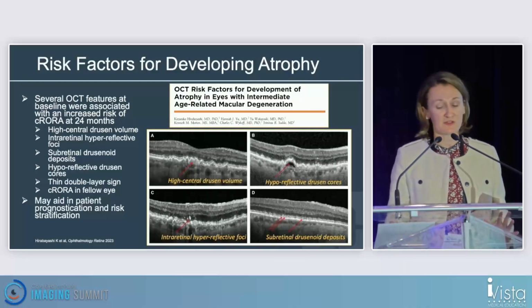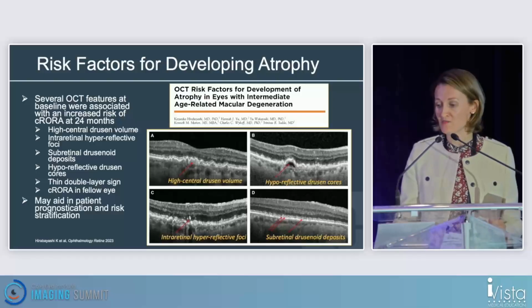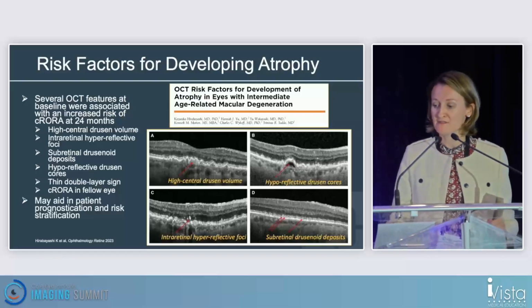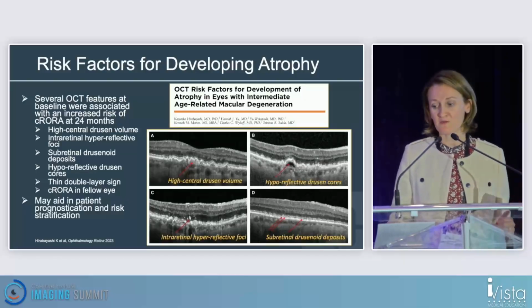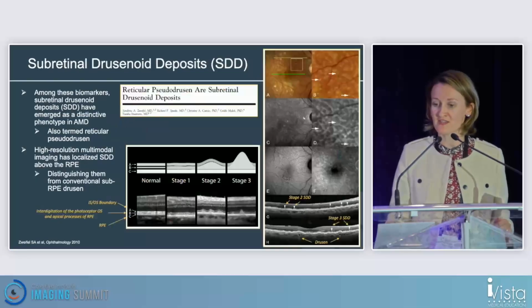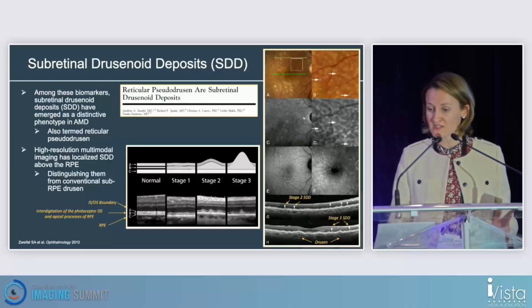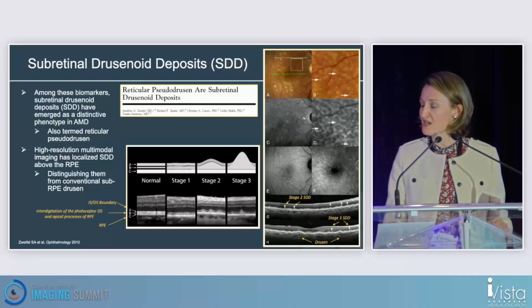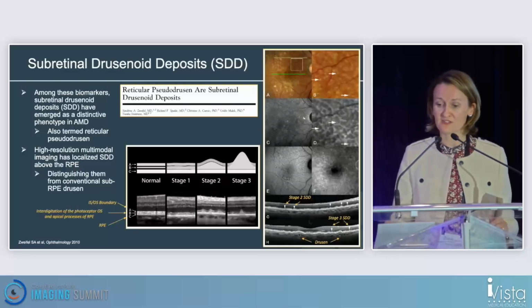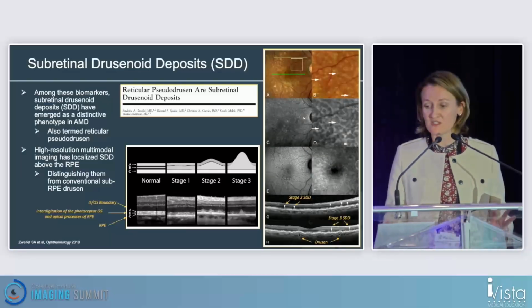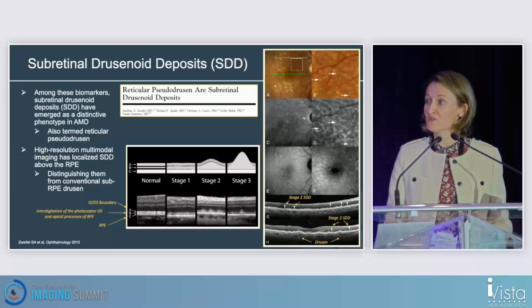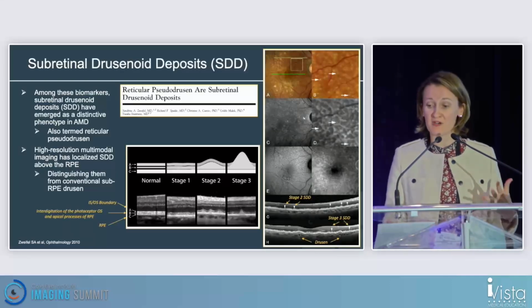But what I'm going to focus on really for today's talk is SDD, or subretinal drusenoid deposits. And this may affect how we follow patients and then how we risk stratify them. So among these different biomarkers, SDD have really emerged as a distinctive phenotype in AMD. David mentioned a little bit earlier in the Q&A section. But high-resolution and multimodal imaging has really localized SDD, as they're named, above the RPE.